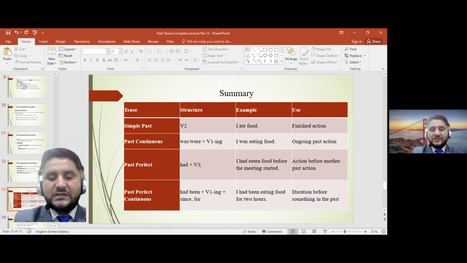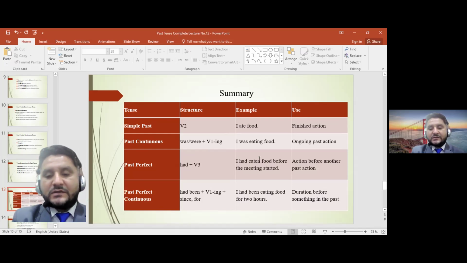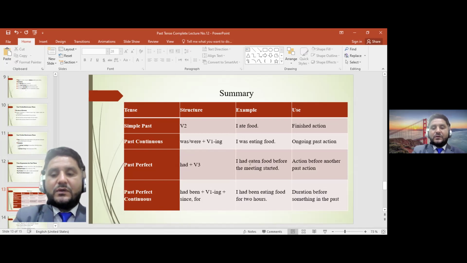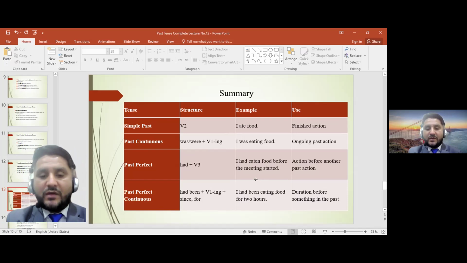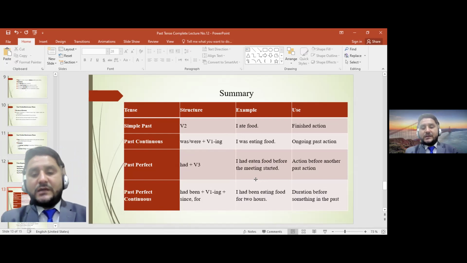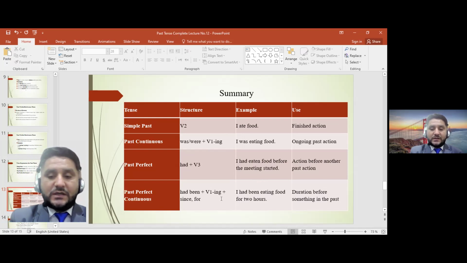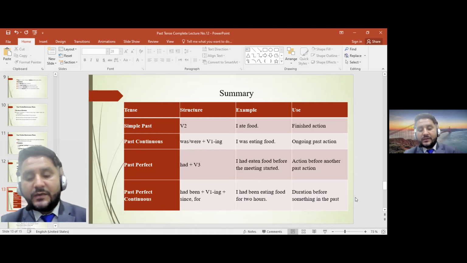So past perfect tense: had plus third form of verb. I had eaten food before the meeting started. So had eaten refers to past perfect, as the action was completed before another action in the past. The meeting started later, and I had eaten food before the meeting started. So, an action before another past action. Hopefully, you would have understood it now, as the table has been made simply. Past perfect continuous tense now: had been plus V1 plus ing plus since or for, a time period is also used here. I had been eating food for 2 hours. So, duration before something in the past, like the action started and continued in the past and it ended as well.